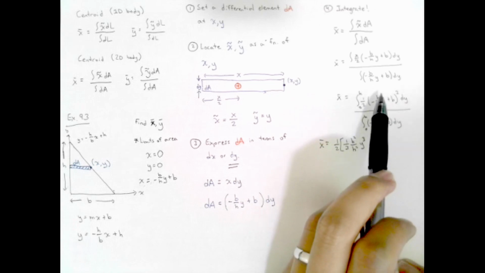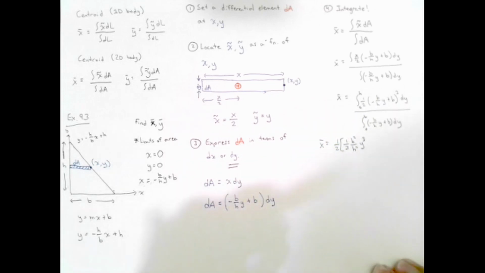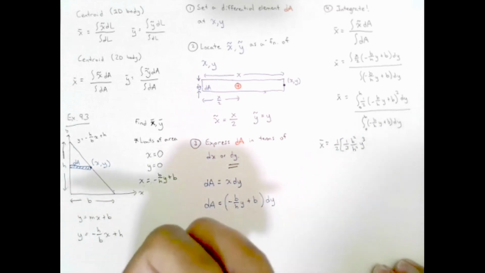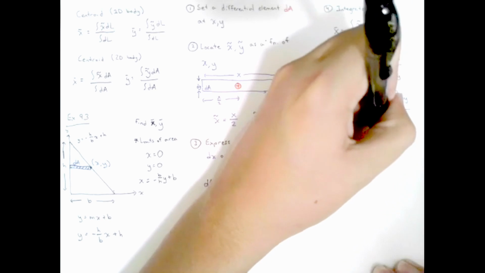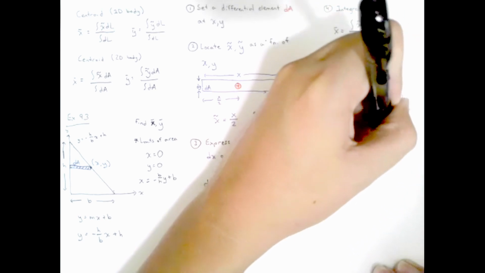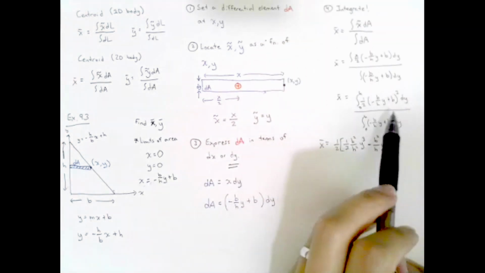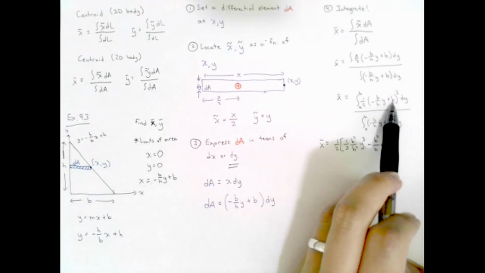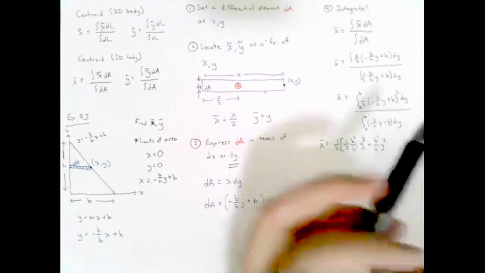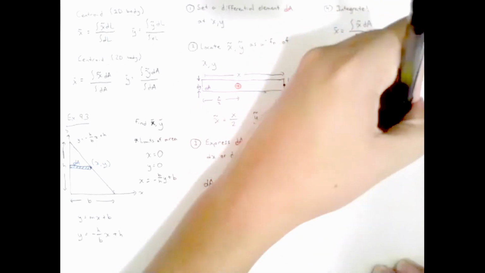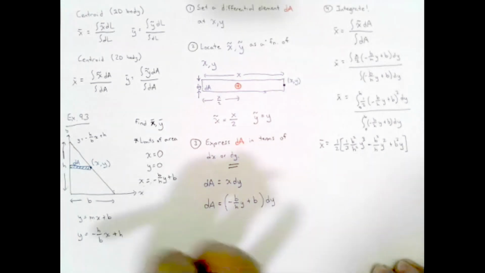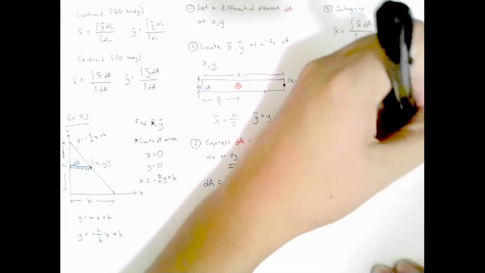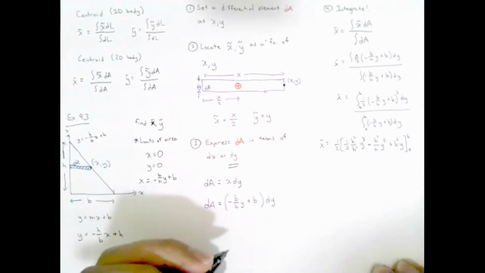-2b squared over h times y. The integral of -2b squared over h times y should be an easy one. It's just negative b squared over h times y squared. And finally, I have the integral of b squared, which should just be b squared y because b is a constant. So plus b squared y. And we know that this result of the integral is evaluated from 0 to h.